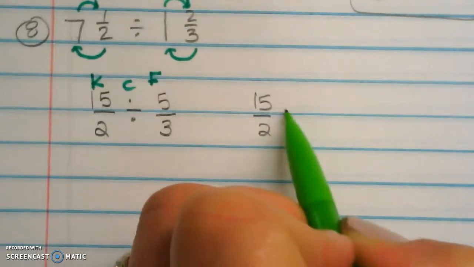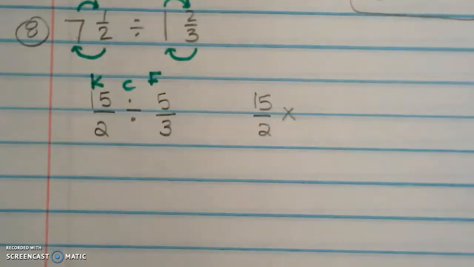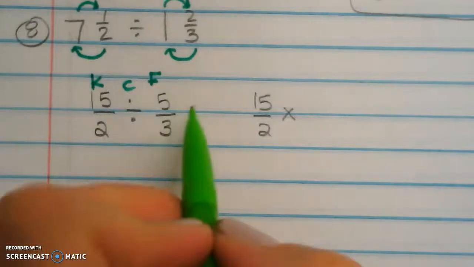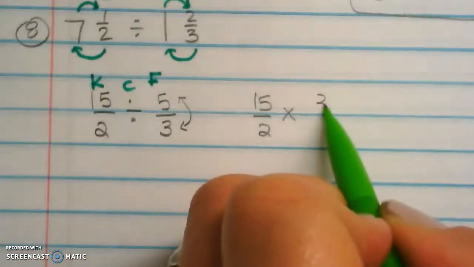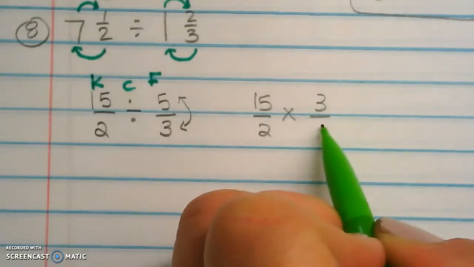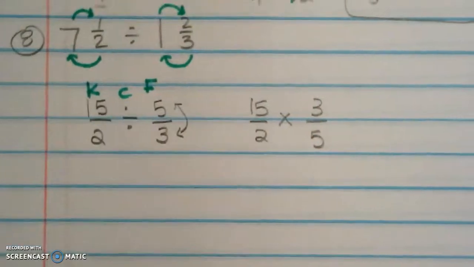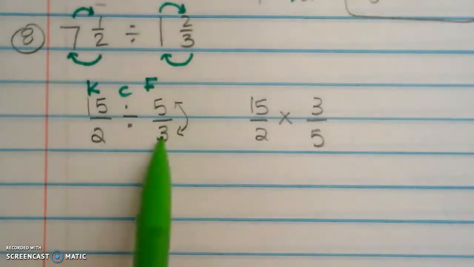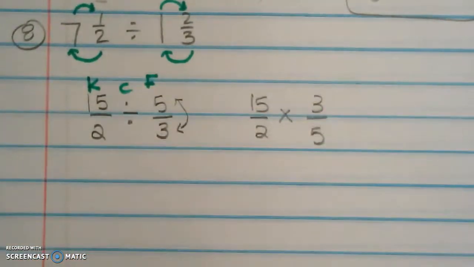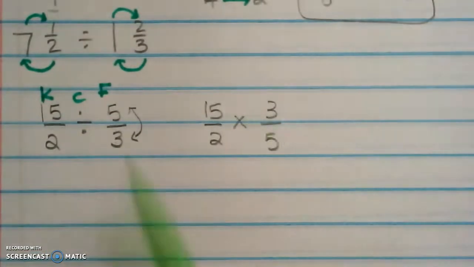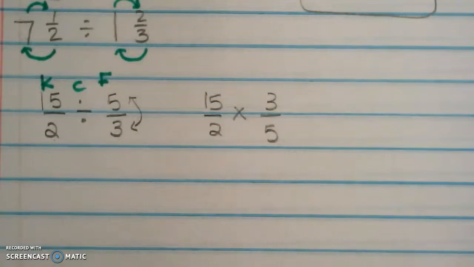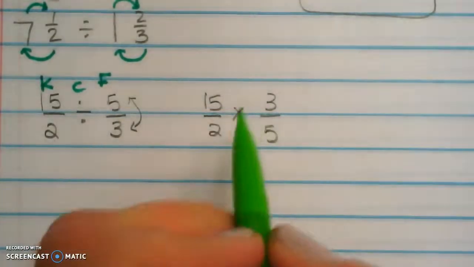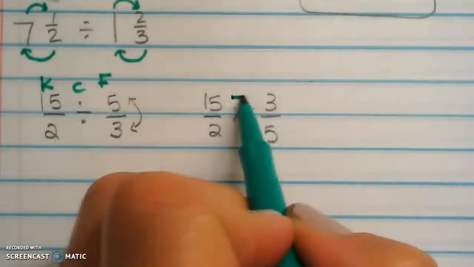15/2 stays the same. We change the operation from division to multiplication, and then I'm going to flip, or take the reciprocal of, that second fraction. So instead of 5/3, I have 3/5. Now, if you want to cross-reduce in this step, you might notice that you can right here. But if you don't like that, then don't. And in fact, I won't simplify in this step, just to show you that we can still get to the same answer.